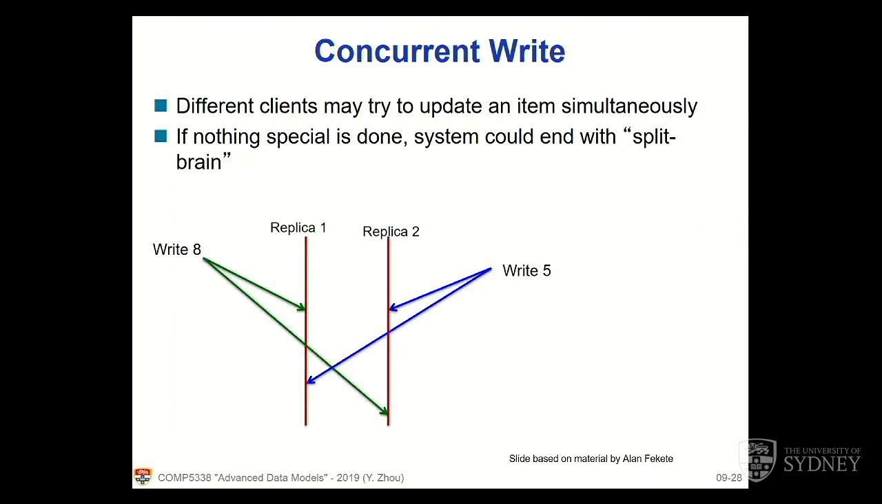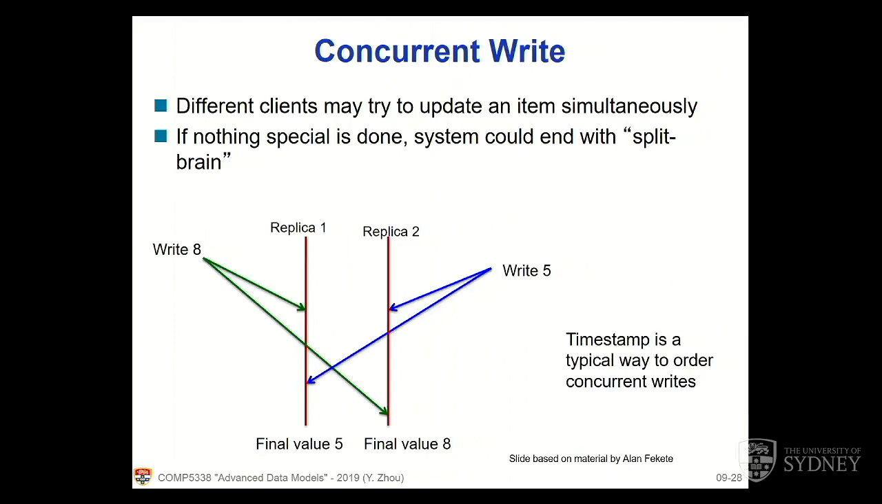So if nothing is done, the two replicas are updating the same data in different order, right? For this replica it's first write 8, then write 5, and for that replica it's write 5 and then write 8. So they end up with different values, one with final value 5, and the other with final value 8. So that's definitely not what we want, and then there's no consistency at all.